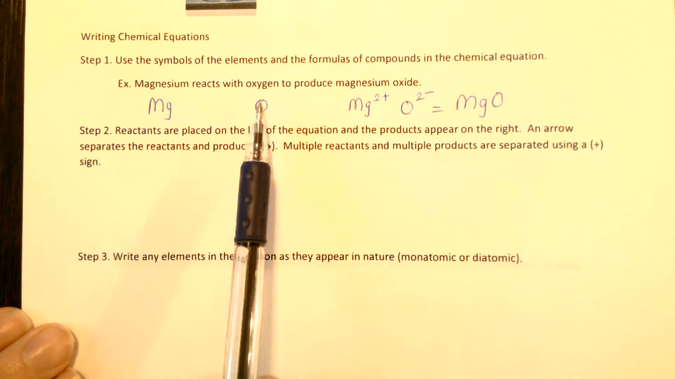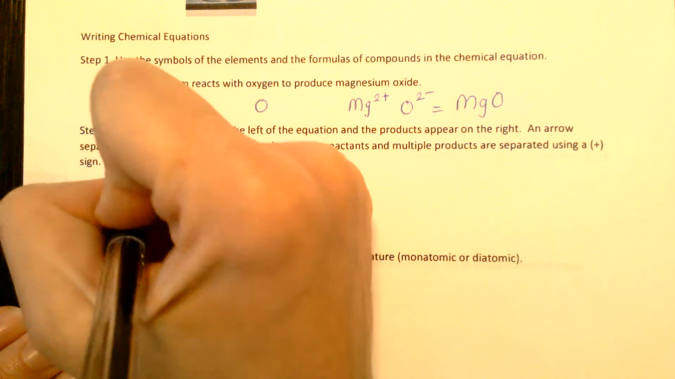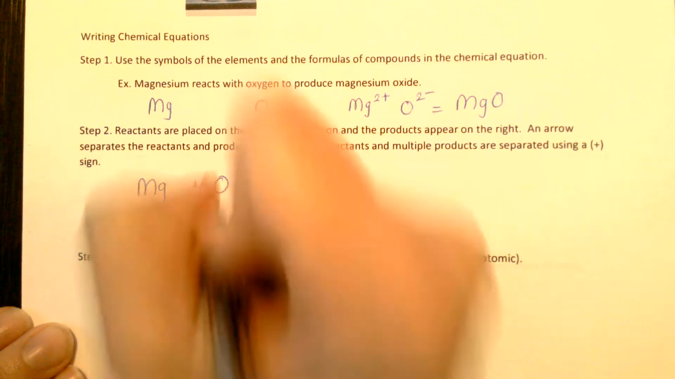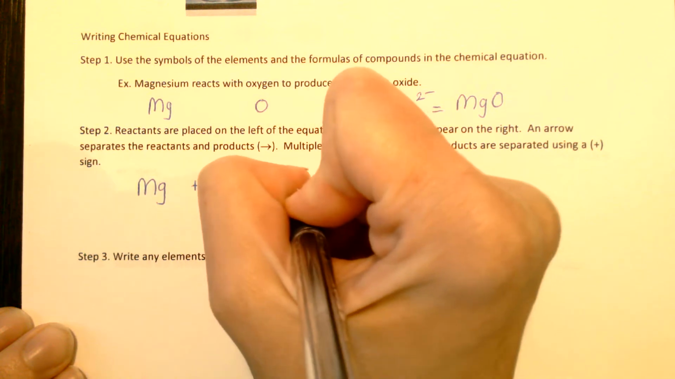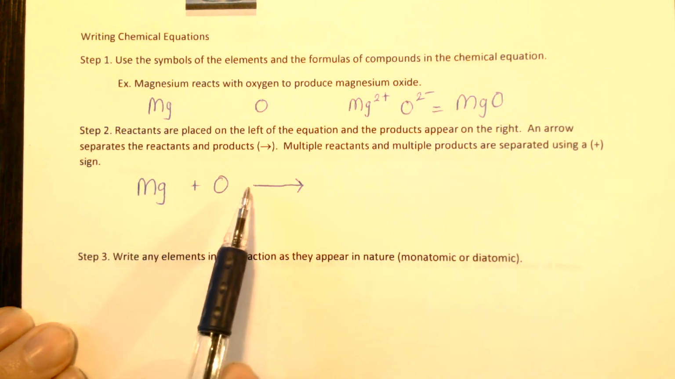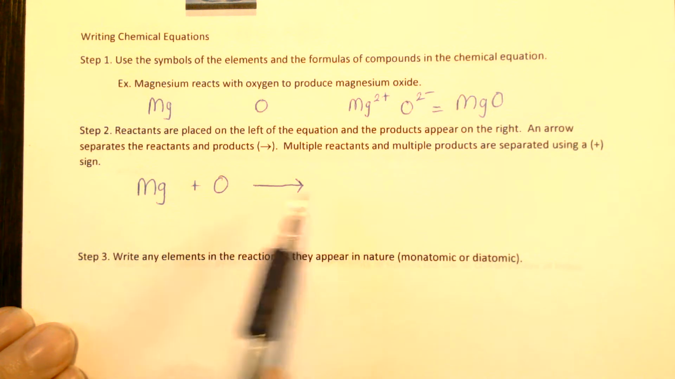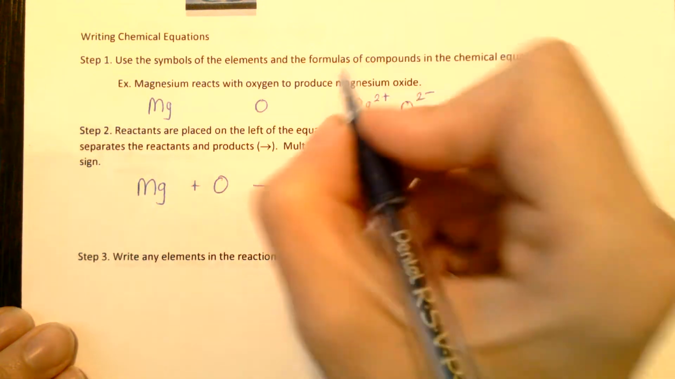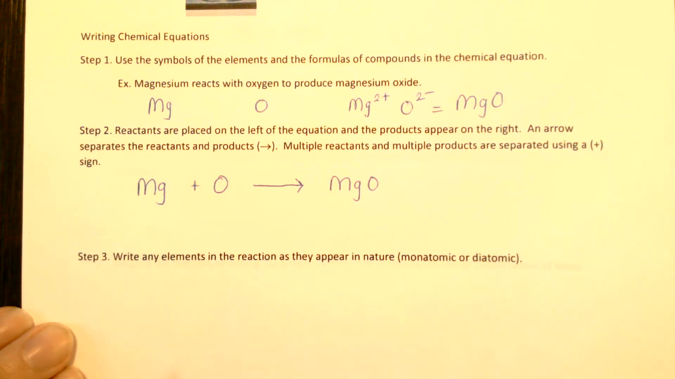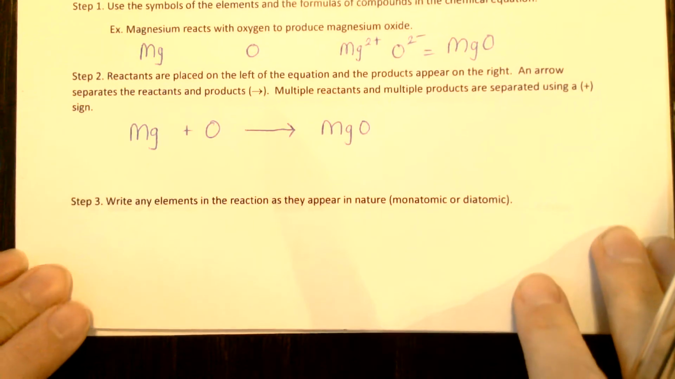So we have two reactants, so we're going to separate those with a plus, and they go on this left side here. So we have Mg and O. We're going to use the arrow to separate reactants from products. So our arrow always goes from reactants and points towards products, so it's always going to go this way. And then our product of MgO will be on this side. So we only have one product, so it'll just be there by itself.